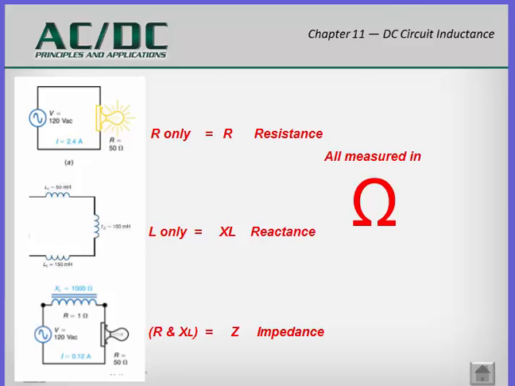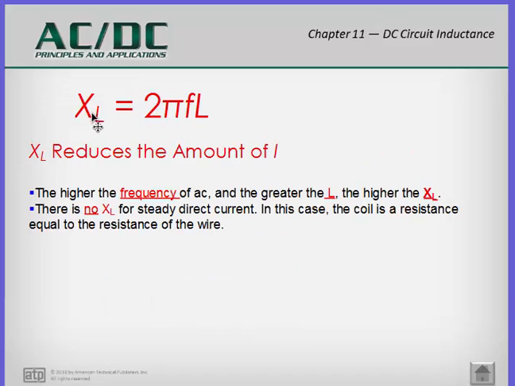The formula for inductive reactance is XL is equal to 2 pi FL. Definitely need to write this down. It is not in your book. The higher the frequency, the F of the AC, the greater the L, the higher the XL, which is your inductive reactance. Remember, no XL for a steady DC current.